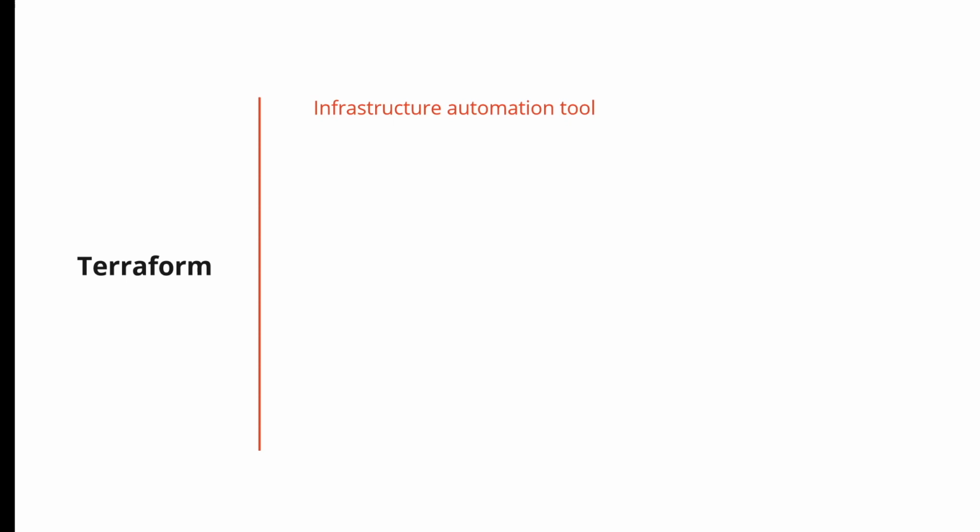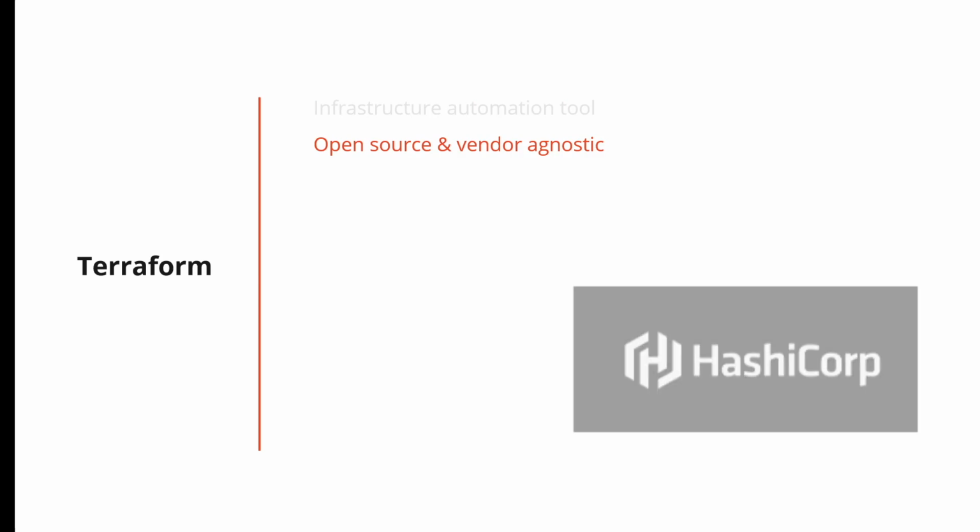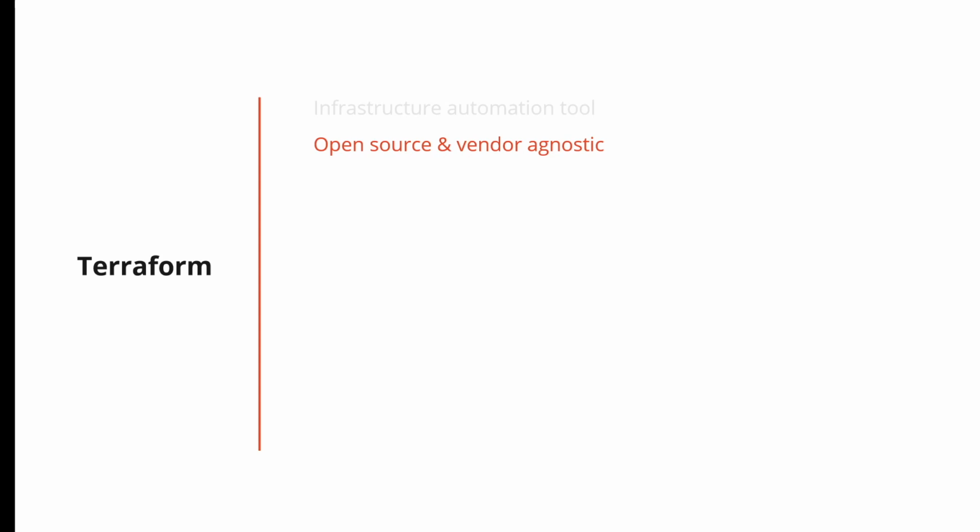Terraform is an infrastructure automation tool, and it's an open source project that is managed by HashiCorp. There are paid versions of Terraform available as either Terraform Cloud or Terraform Enterprise, but in this specific tutorial we'll focus on the open source version.